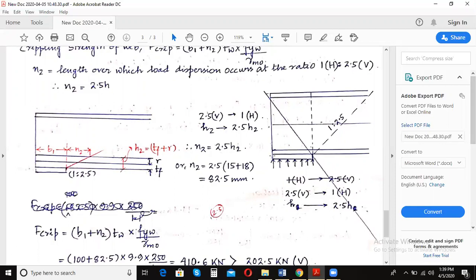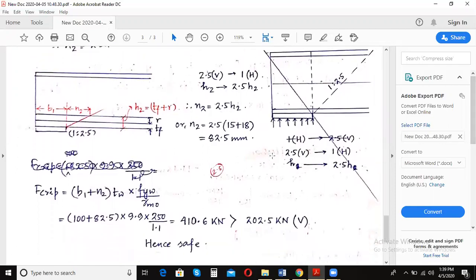So we have the critical stress for web crippling as (B1 + N2) Tw Fyw by gamma m0. Now what is B1? B1 is the width of the stiffener or the support that we are providing. You can assume the value of the width of the stiffener as 100 mm or 150 mm. We are assuming B1 to be 100 mm, right?